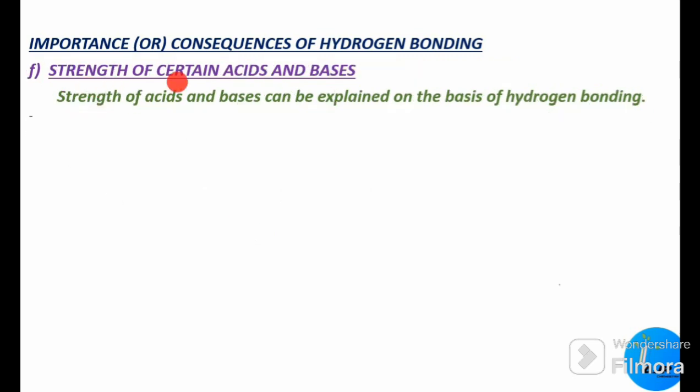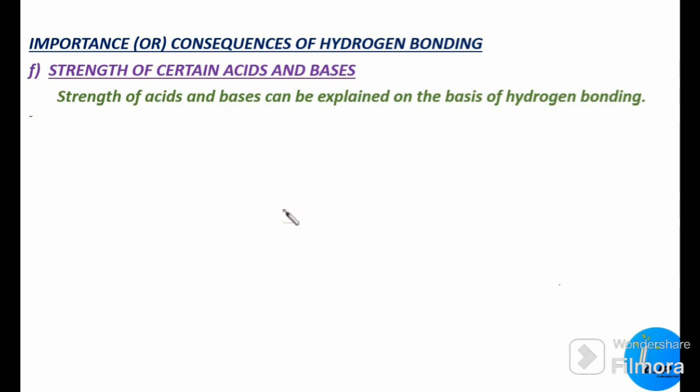Next important point is strength of certain acids and bases. Strength of acids and bases can be explained on the basis of hydrogen bonding. When do we call a substance an acid? An acid is any hydrogen containing substance that is capable of donating a proton to another substance. We call a substance an acid when it has the capacity to donate a proton or a hydrogen ion to another substance, and a base is a molecule or an ion capable of accepting a hydrogen ion from an acid.